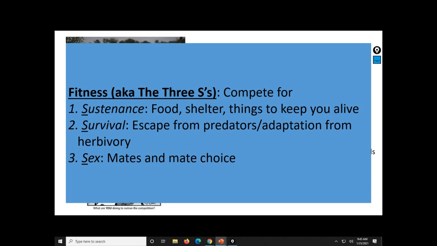Now, your fitness trait, whatever it is that we're interested in, has to fit in at least one of these categories. It can be more than one, but it has to be at least one. Okay, so this is what we mean when we say fitness. It has to help in at least one of these. Does that help? Is that much more clear? Okay, any questions about what we need for natural selection to happen?